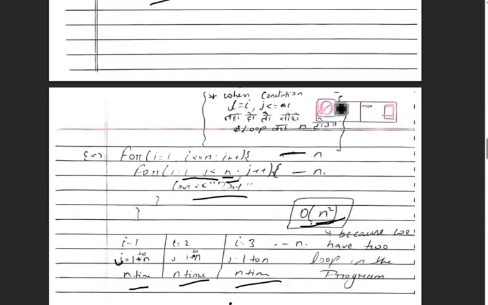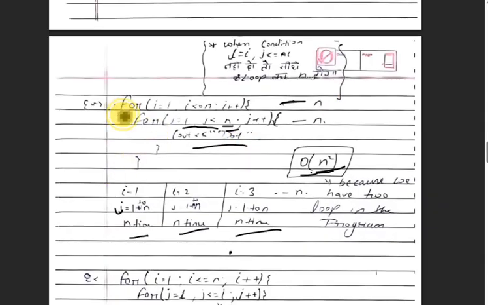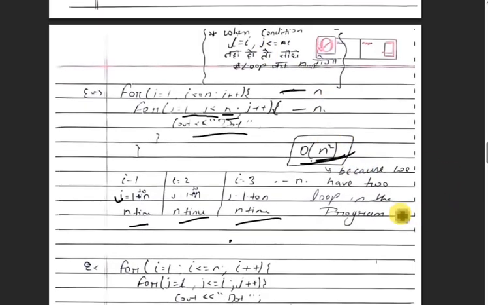After that, I have the next example. Here we are seeing two loops. This loop is running 1 to n times. This is also running 1 to n times. So the complexity is first n, second is also n. And we have to multiply both complexities. It shows big O of n square, because we have two loops in the program.